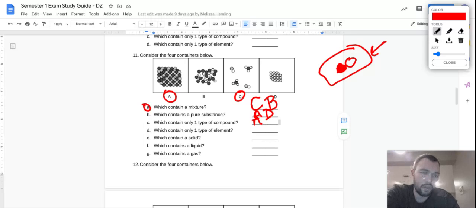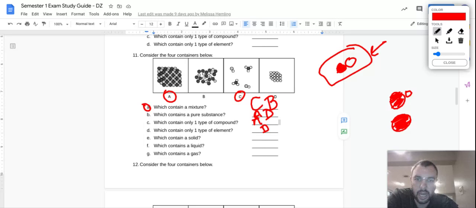B, remember, we have two different types of compounds. We have big, shaded, little circle, and then just a big shaded. So those are two different things. Even though they contain the same thing, they are different. They're not exactly the same. C, we got a couple things going on there. So it's not only one type of compound, it's two different types of compounds. And then D, I wouldn't call that a compound because all of them are exactly the same. So I would call D an element because everything is exactly the same.